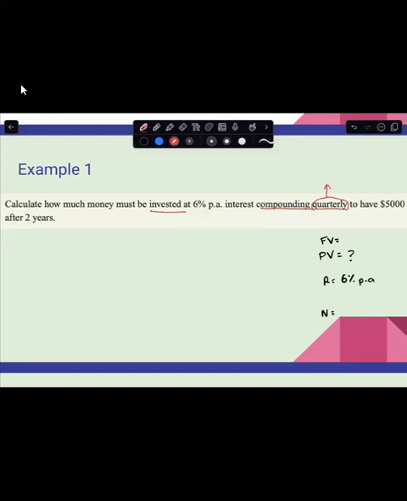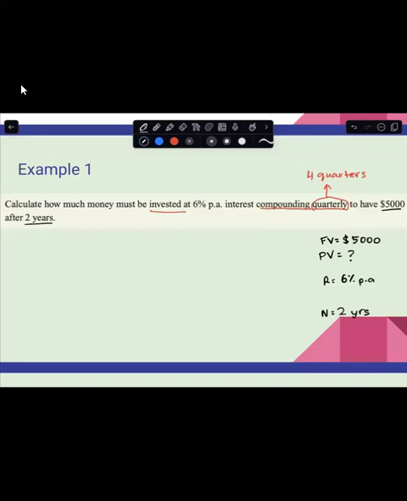Let's just put a little note. Quarterly, how many quarters are in 1 year? There are 4 quarters in 1 year. Compounding quarterly to have $5,000, meaning at the end you should have $5,000. So that's my FV, my future value at the end, after 2 years. So my time period is 2 years.